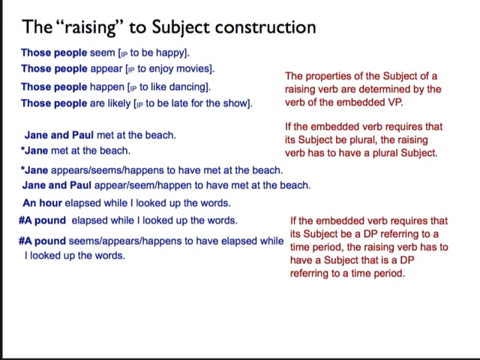So "a pound seems, appears, happens to have elapsed" is bad, right, for the same reason. But "an hour seems, appears" is fine, right? So this is what is called a selectional restriction. The semantics of the verb put constraints over what the subject can be.